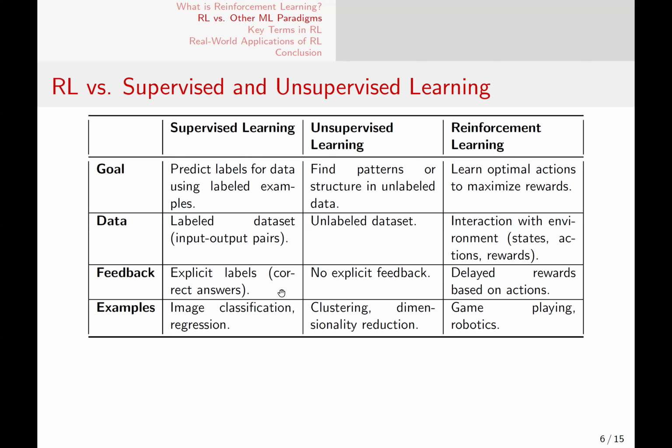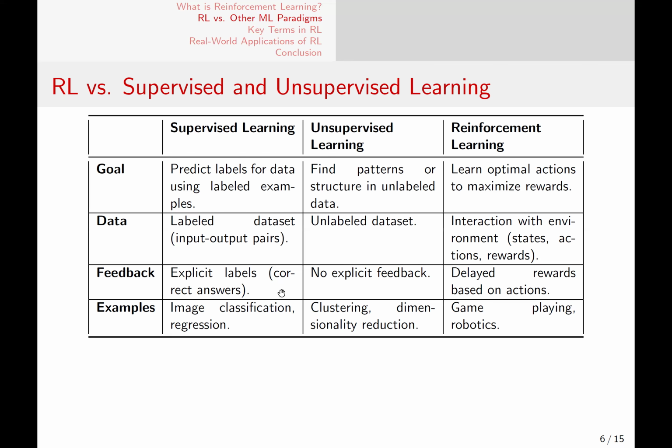So for the feedback, the supervised learning feedback is explicit labels or correct answers. So it's more like you're trying to determine a person's growth based on genetics, based on environment, based on nutrition and all that. So you have a training data set, and you have trained your model on that data set, so you can now say, okay, given these factors, what kind of growth do we expect? So you can actually predict.